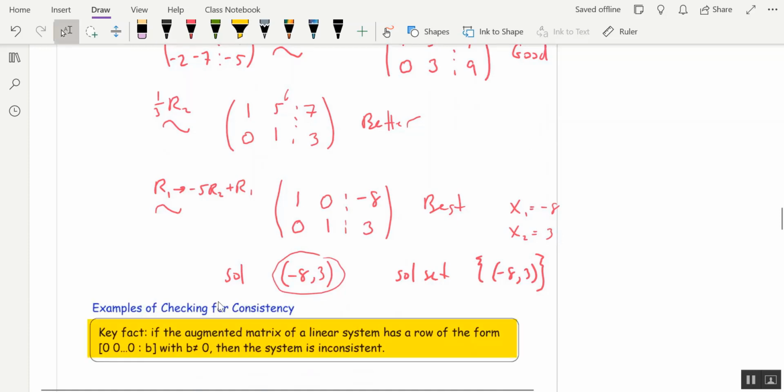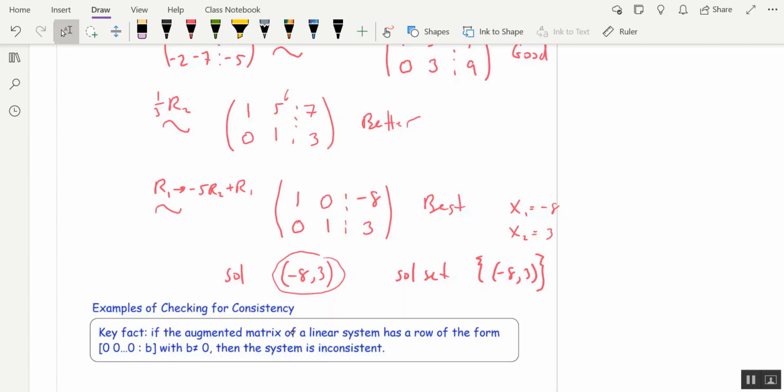Okay. So when you're looking at augmented matrices, you want to use this key fact, and it's super important. If the augmented matrix of a linear system has any row that's all zeros and then a non-zero number in the answer column, you have an inconsistent system because that row reads 0 equals b. If b is non-zero, there's no set of variables that will satisfy that equation.